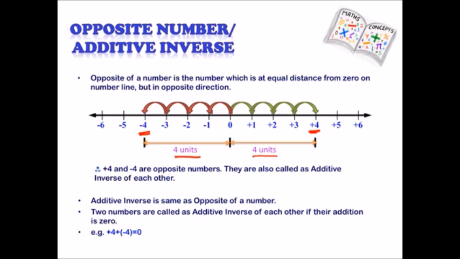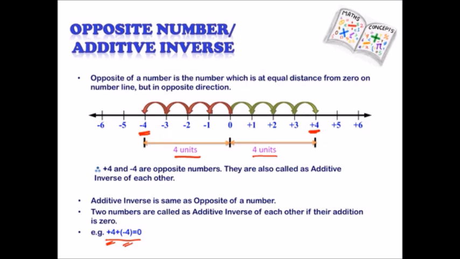What is additive inverse? It is same as opposite number. Two numbers are called additive inverse of each other if their addition is 0. So for example, plus 4 plus minus 4 is 0. We know addition of integers, right? So here I am adding one positive and one negative integer. I am finding the difference of absolute values. So difference of 4 and 4 is obviously 0. So plus 4 and minus 4 are also called additive inverse of each other. They are also called opposite number of each other.